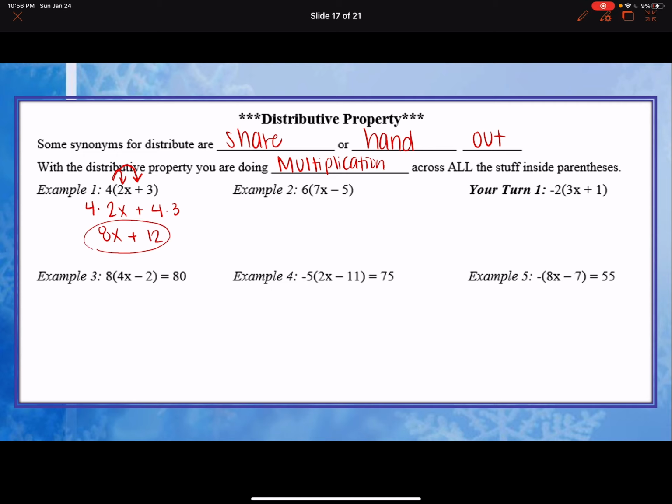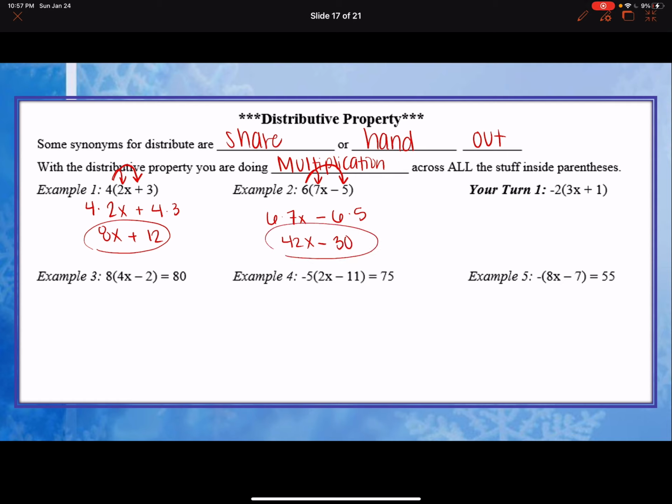That's all. Okay? Same thing, go ahead and hand out the number outside the parentheses to all of our terms inside parentheses through multiplication. So you've got 6 times 7x minus 6 times 5. 6 times 7x is 42x minus 6 times 5, which is 30.